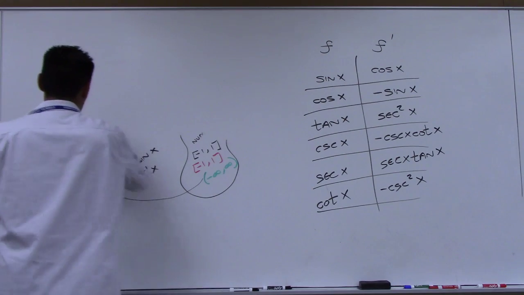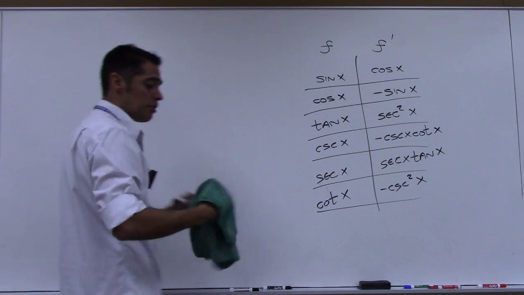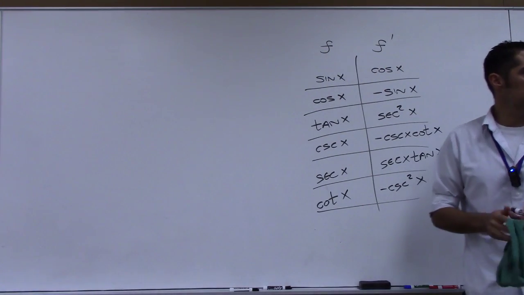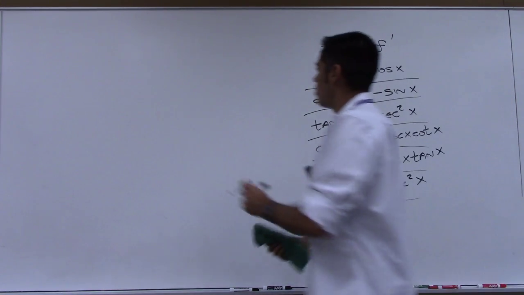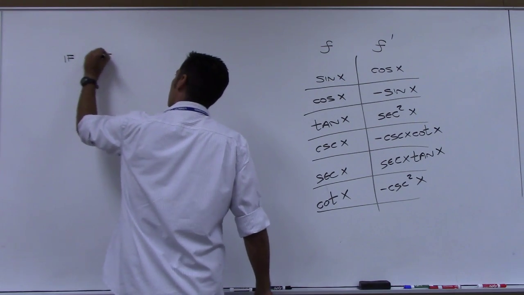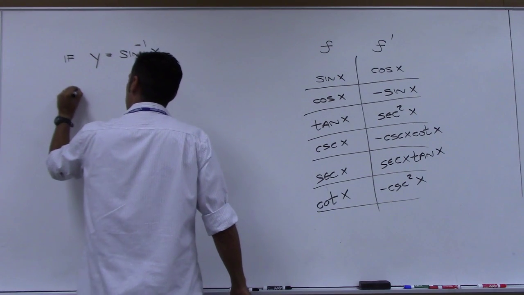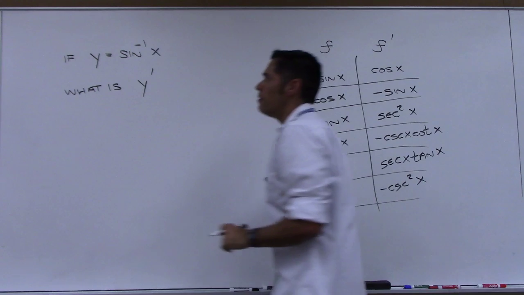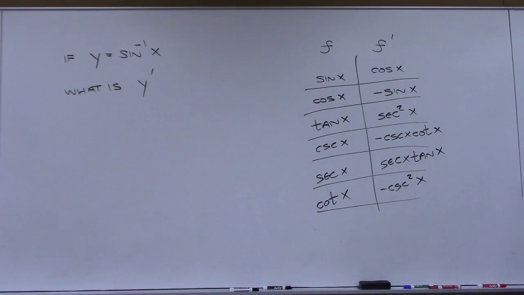The whole domain thing was just to remind you that as soon as you start throwing inverse trig functions into the game, you always have to pay attention to domains. It's always something critical to pay attention to. All right, let's start out with: if y equals arc sine of x, then what is y prime? What's the derivative of arc sine? We know the derivative of sine of x is cosine x, but what's the derivative of arc sine of x?